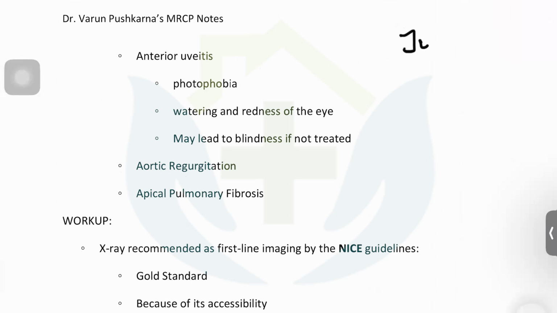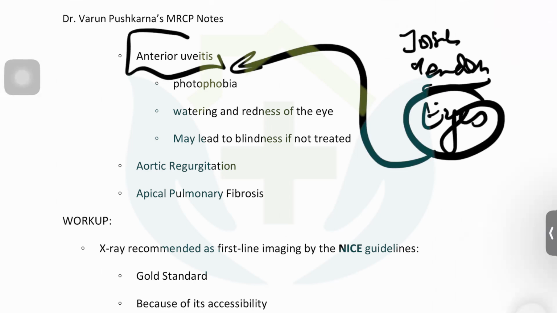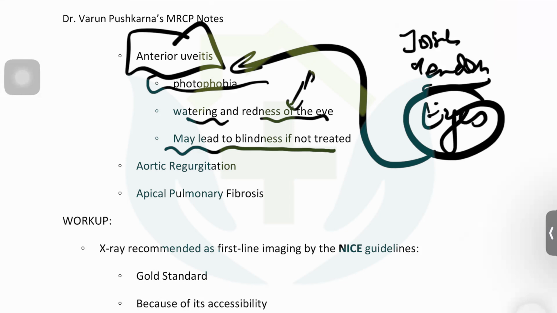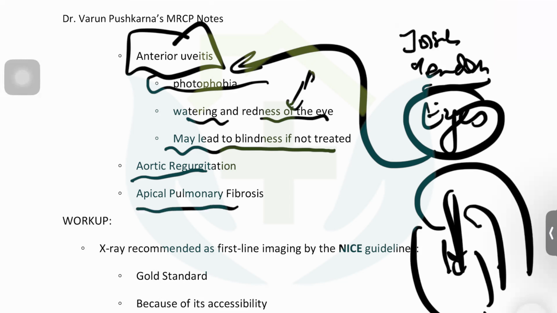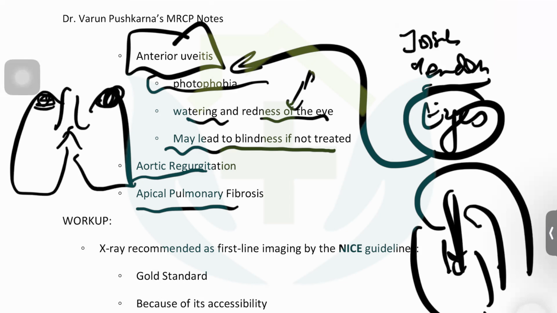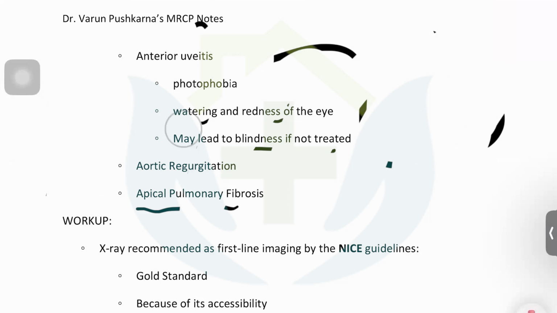Along with the joints and the tendons, another organ involved is the eyes, which can have anterior uveitis, leading to photophobia, watering, and redness. That is, painful redness of the eye, which may lead to blindness if not treated. Along with that, another organ involved is the aorta, which leads to aortic regurgitation and consequent diseases, along with apical pulmonary fibrosis. So don't forget that the lung also gets involved in ankylosing spondylitis, leading to fibrosis of the pulmonary apices.